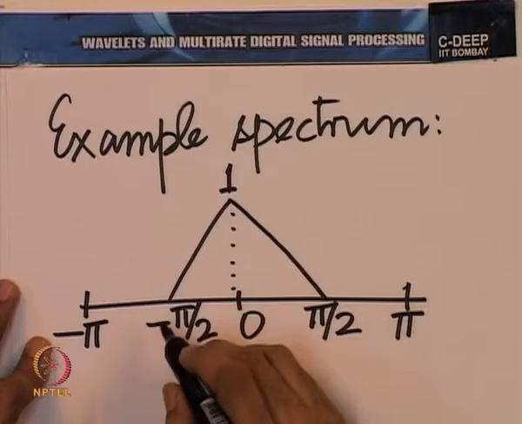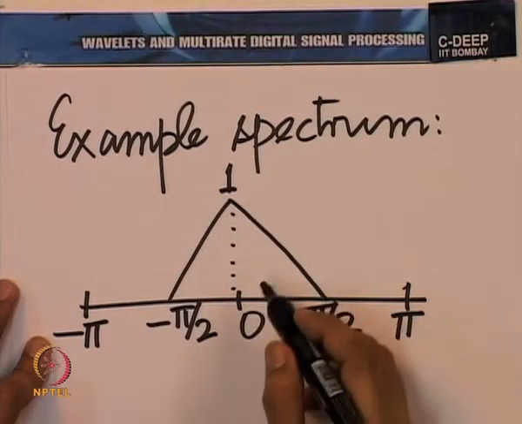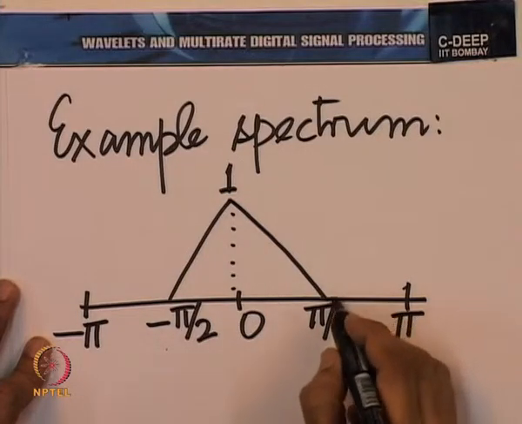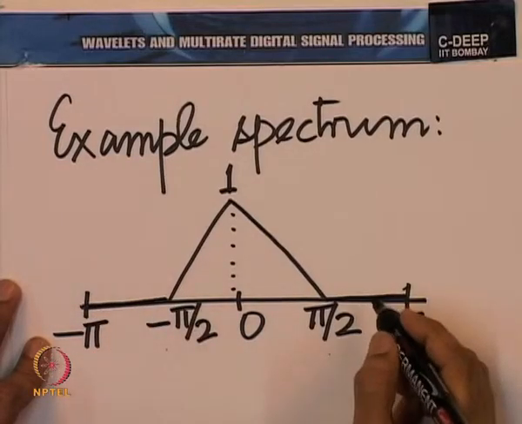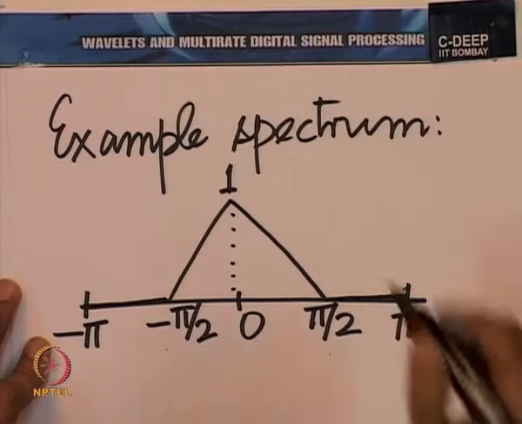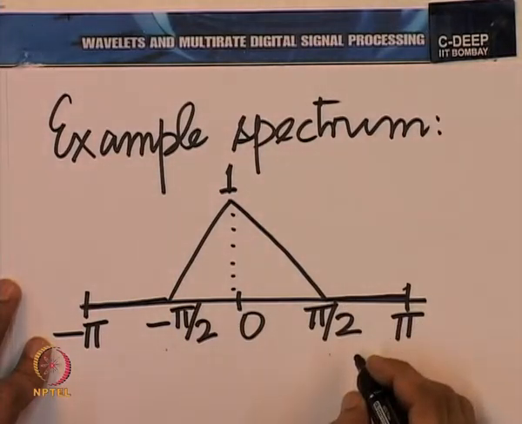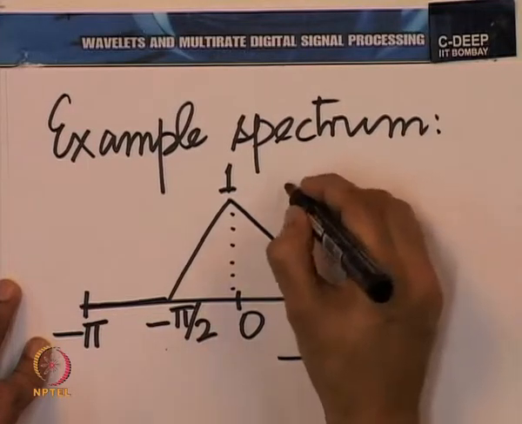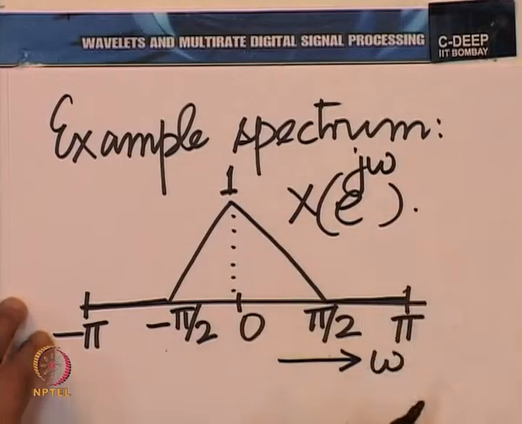Consider an idealized spectrum like this, essentially with lines lying between minus pi by 2 and plus pi by 2 and 0 outside. So, this is the spectrum of some sequence. Let that sequence be x of n. This is the normalized angular frequency omega. This is capital X of, strictly, e raised to the power j omega.